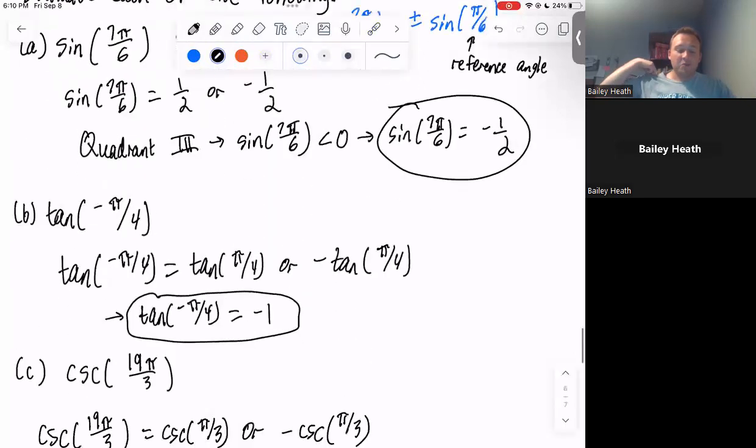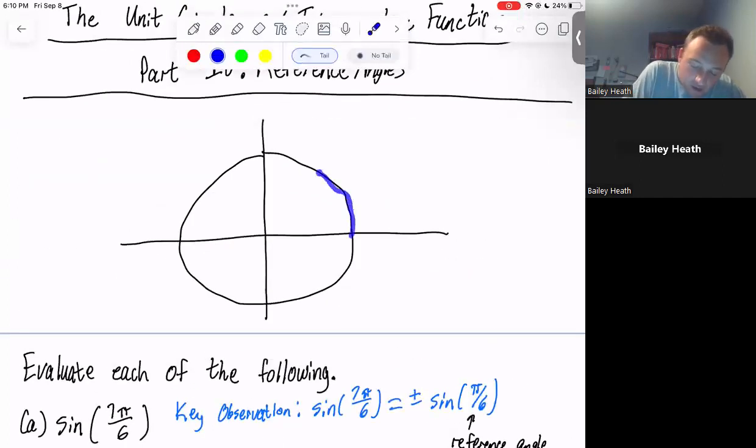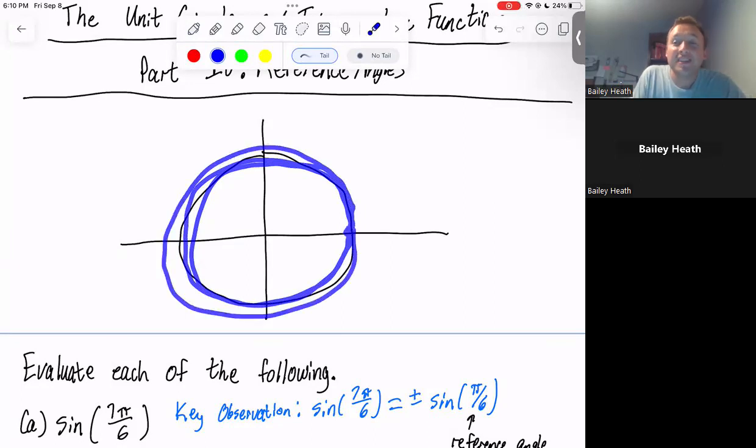Right? So 19 pi over 3, well, we have to think about it. Remember, the entire unit circle is 2 pi, and 2 pi is the same as 6 pi over 3. So 6 pi over 3, do another lap, 12 pi over 3. Keep going, we do another lap, we're at 18 pi over 3. And now we need to get to 19 pi over 3. So we just go pi over 3 units more, and that puts us right here in quadrant 1, where I'm drawing this little line.